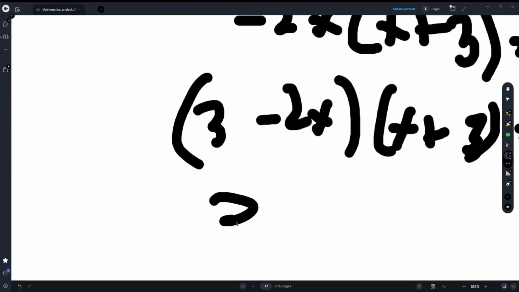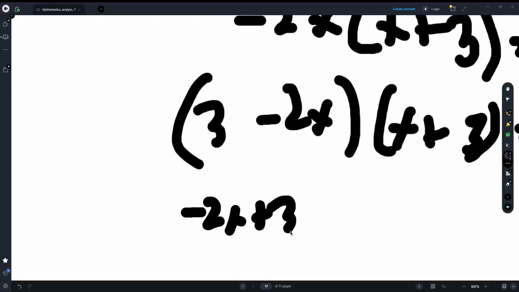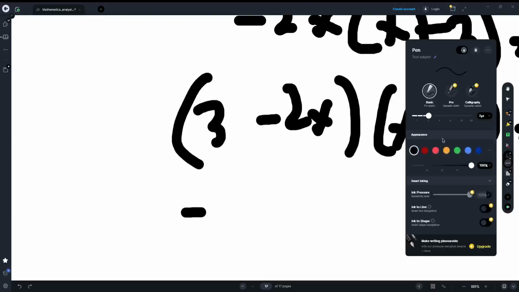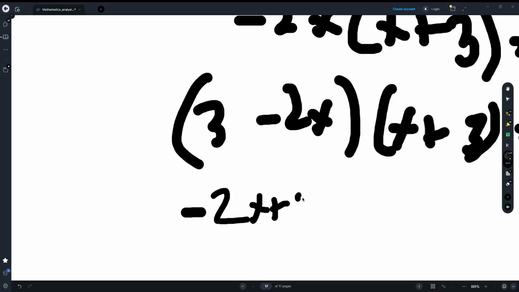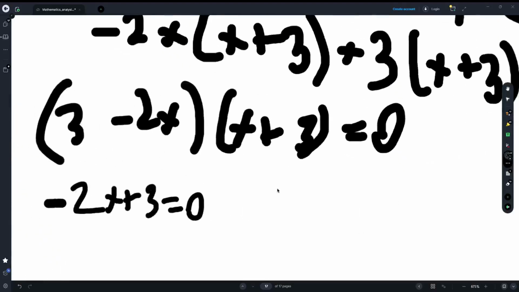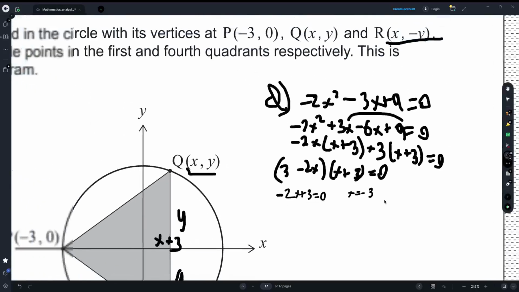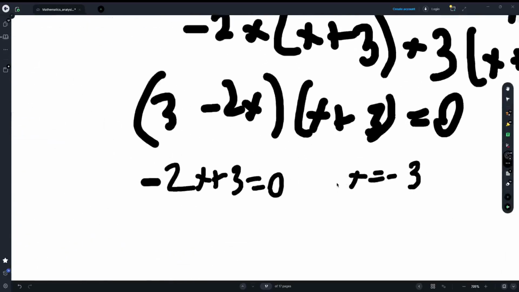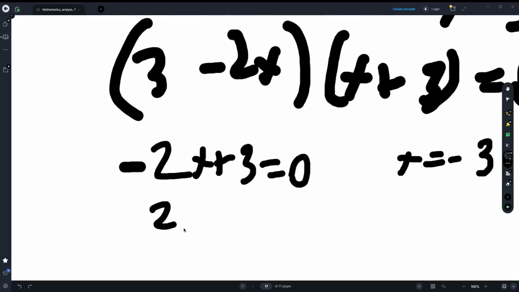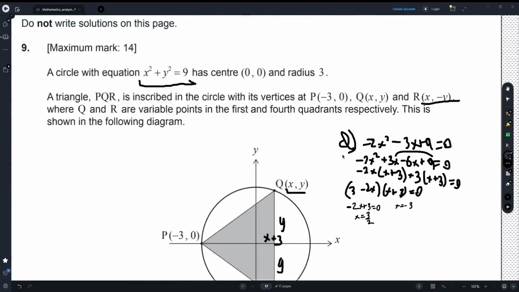And this will just give minus 2x plus 3 equals 0. Let me reduce this right here. This will give x equals minus 3. And we actually don't know if the maximum area will be in either one of these. So 2x, this will just give x equals 3 over 2. So we can do the second derivative test. If the second derivative is less than 0, we know it's a maximum for a specific critical point.